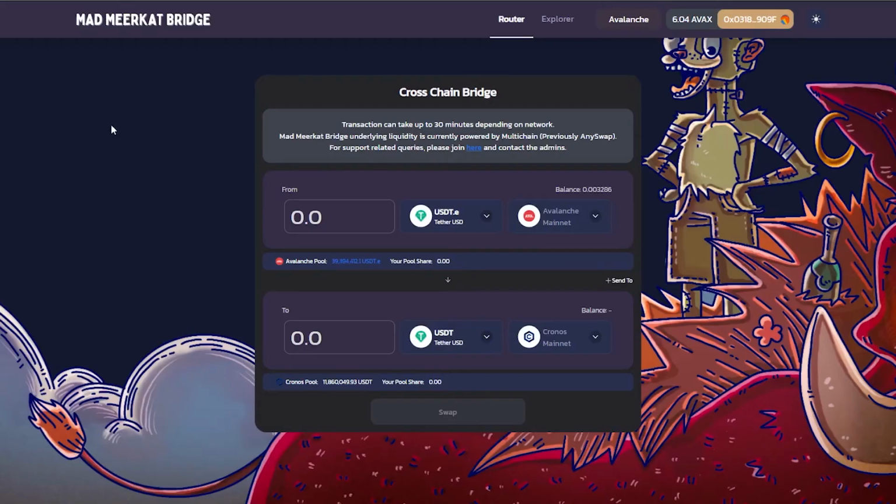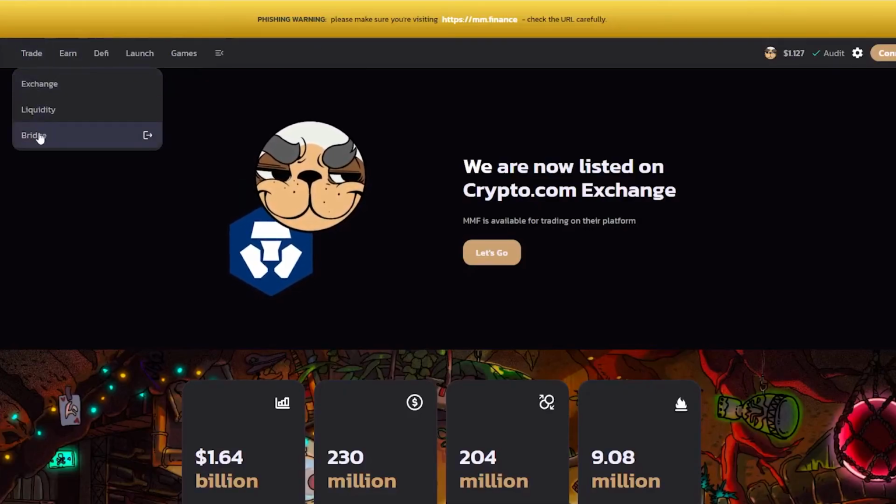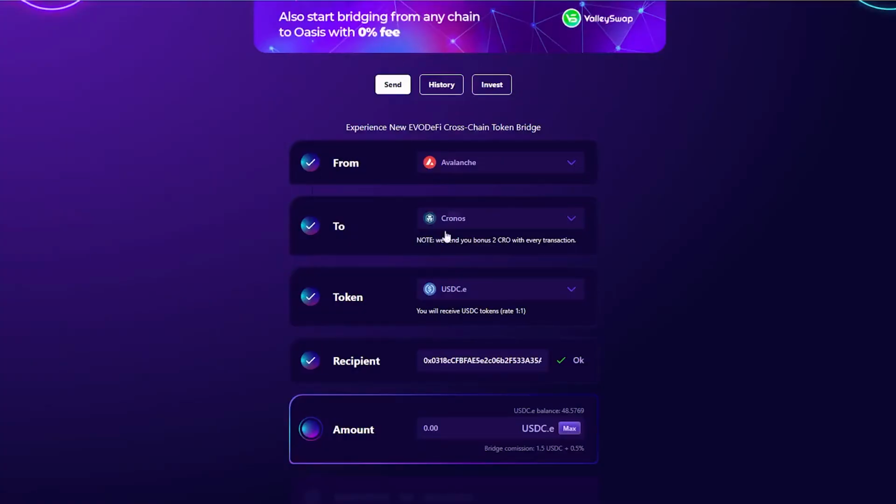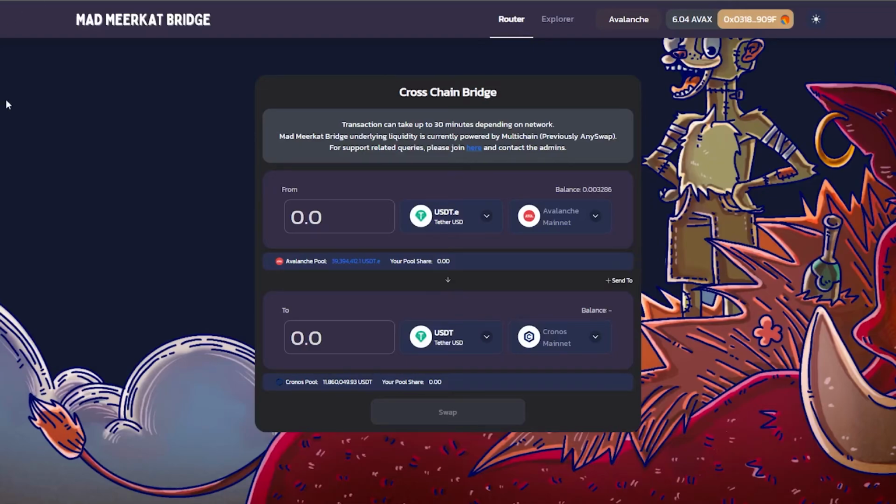Now these are the main bridges that I personally use on a day-to-day basis. Now I will say that the Mad Meerkat bridge has recently opened up, although it is in conjunction and correlation with Multichain. They have just started this themselves. Now remember guys, you just want to go over to the trade section and hit bridge and you'll be redirected to this page. And I personally think this is probably the most convenient way to send funds over to the Cronos chain. I know a lot of you have struggled in the past because Evo DeFi simply does not have enough liquidity. However, with the Mad Meerkat bridge, I do think that Cronos will definitely gain a lot more traction as funds are going to be easily transferable to the blockchain.